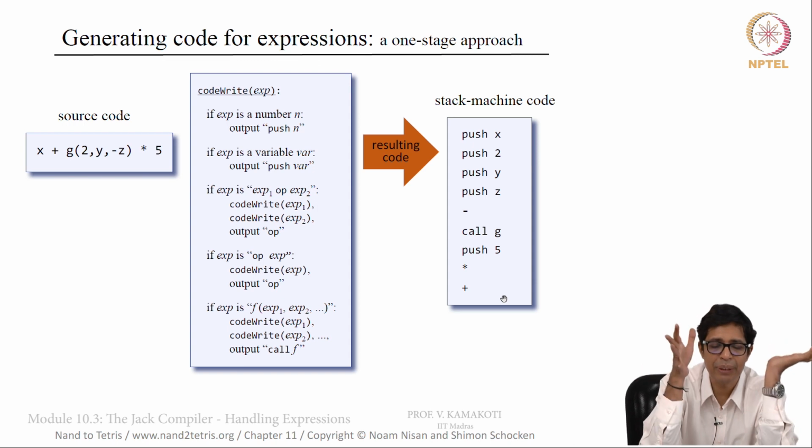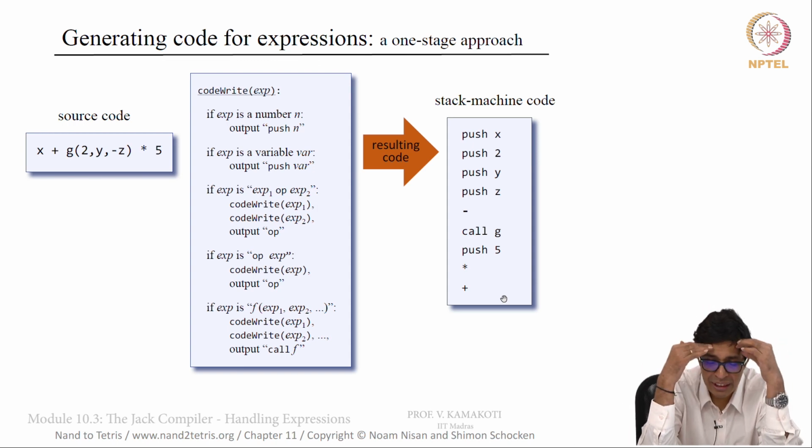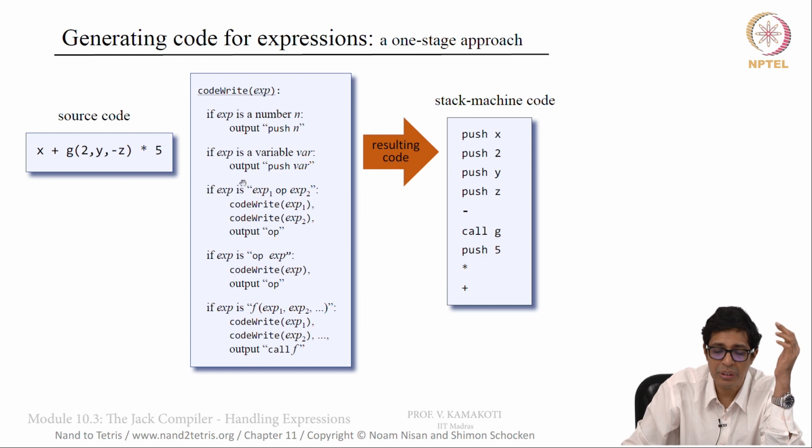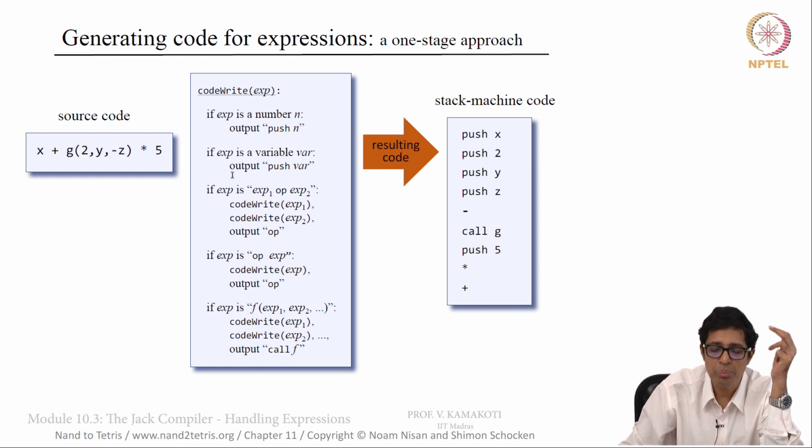So whatever I have described here is we want an infix. So this is how the code writing we need to do. If the expression is a number n, we need to push n. If the expression is a variable, push that variable, whether it's a field or static or local variable. If the expression is of the form exp1 op exp2, first you finish writing the code for exp1, then for exp2 and output op.